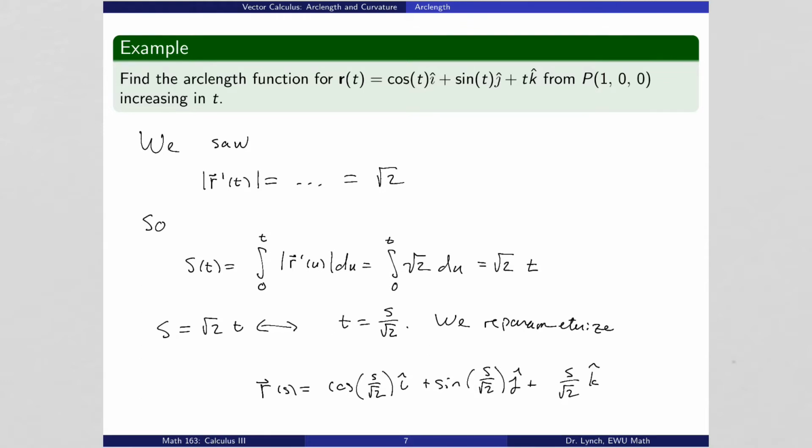So here's that reparameterization of the curve in terms of the arc length, and now 1 unit of s corresponds to 1 unit of arc length. So we know exactly where we are if we've traveled 1 unit down the curve. We just have to plug in s equals 1. That's a pretty convenient, again, way to describe a parameterization.